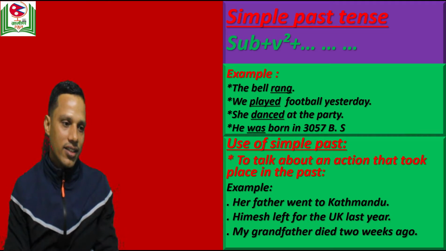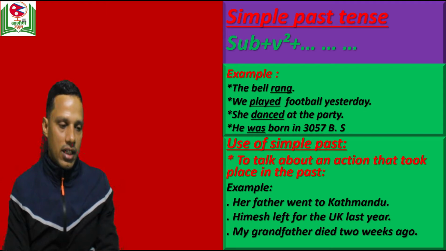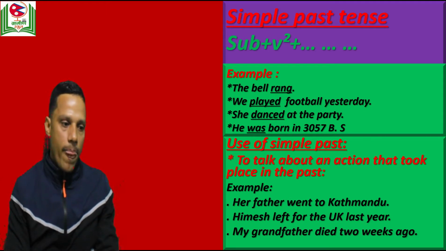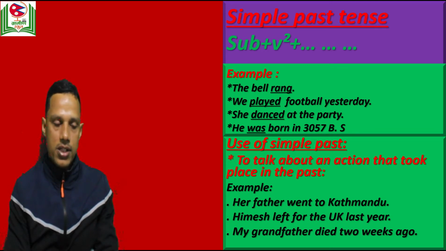Yes, you are right. Subject plus verb two, or past tense, plus object, right? For ease you can say verb two. It is the second form of the verb. Now let's see some examples for this. First example we have, the bell rang. Second, we played football yesterday. Third one, she danced at the party. And the last one, he was born in 2057.